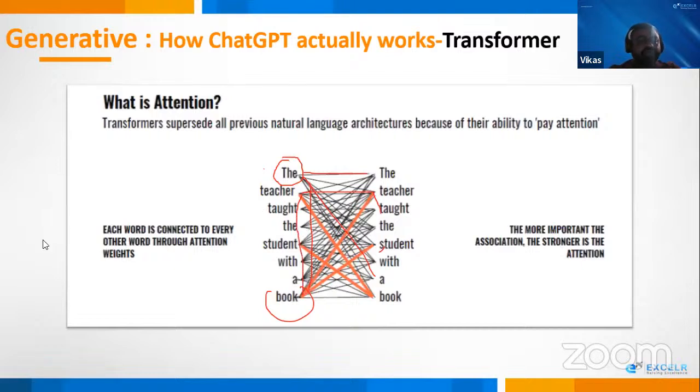Okay, so if you want to understand who taught whom with the book or without a book, or whether the student was having a book or the teacher was having a book, what do I have to do? There could be multiple connections. So every word can have a connection with the others. So what they decided is that we'll create some kind of attention weightages, and by creating attention weightages we will be able to understand or create a kind of chain, an association between the words. And if the association is strong, that means I'm creating this connection, right?